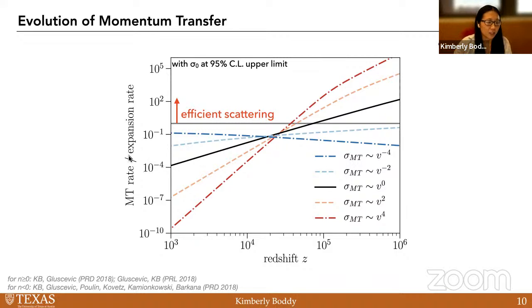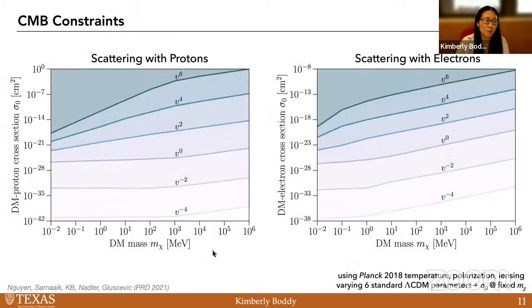So I can show you what the results look like. We don't see any evidence for dark matter scattering with the baryon fluid. We can imagine scattering with just the protons in the universe, so just hydrogen, and you can imagine scattering with just electrons. And this makes it easier because they have different features in the constraints that I want to point out.